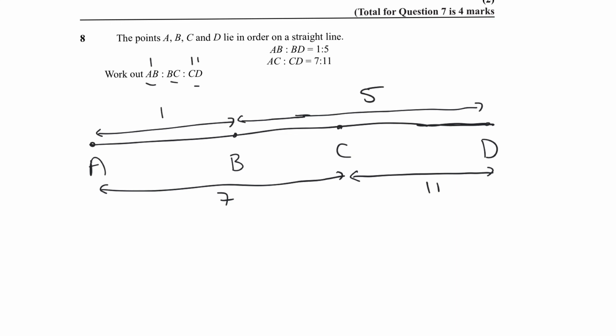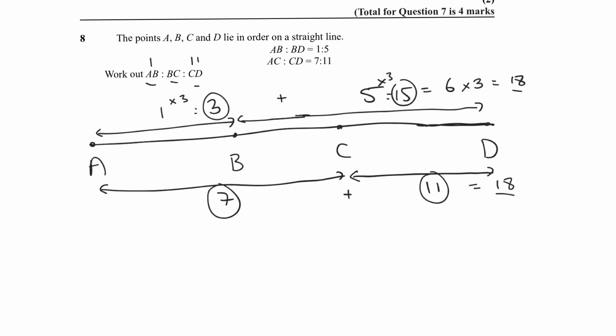So how we can do this is, first of all, we're going to add the parts together. So the 1 plus 5 is equal to 6, and then the 11 plus 7 is equal to 18. So we want to make them equivalent to each other. So we'll multiply the 6 by 3, and that would give them both 18, which means all these parts would be multiplied by 3 as well. So that would leave us with 3, and that would leave us with 15.